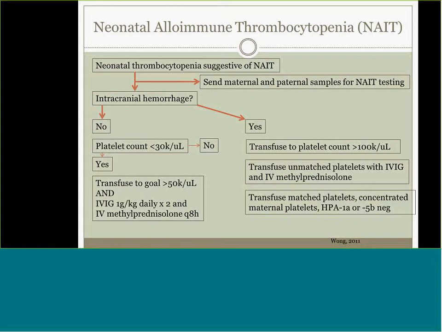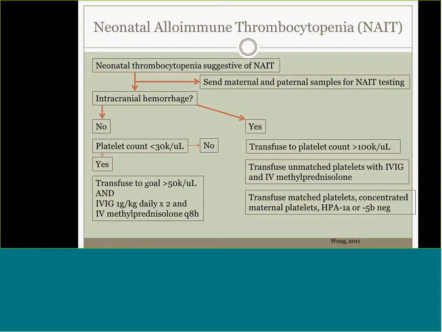I'll go through what I do when I'm seeing a neonatal thrombocytopenic baby that's suggestive of NAIT. I'm sending off that workup to Blood Centers of Wisconsin. And then I'm figuring out, is there significant bleeding? Is there intracranial hemorrhage? If yes, I'm just going to transfuse this baby with platelets I've got. I'll give IVIG and steroids, and if I can get mom to donate, I will. If mom's not a good candidate, I'll be calling the Red Cross to get HPA-1a negative platelets if they're Caucasian, in-house as soon as possible.